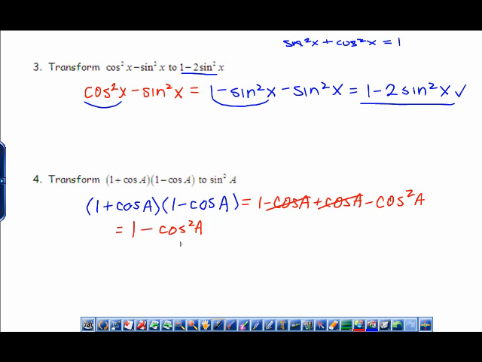Okay, so 1 minus cosine squared A. Well, this looks an awful lot like the Pythagorean theorem. So 1 minus cosine squared, that is sine squared, and that is fine. That's why we wrote out those two. And then there we go. We proved it. Okay, number 5.